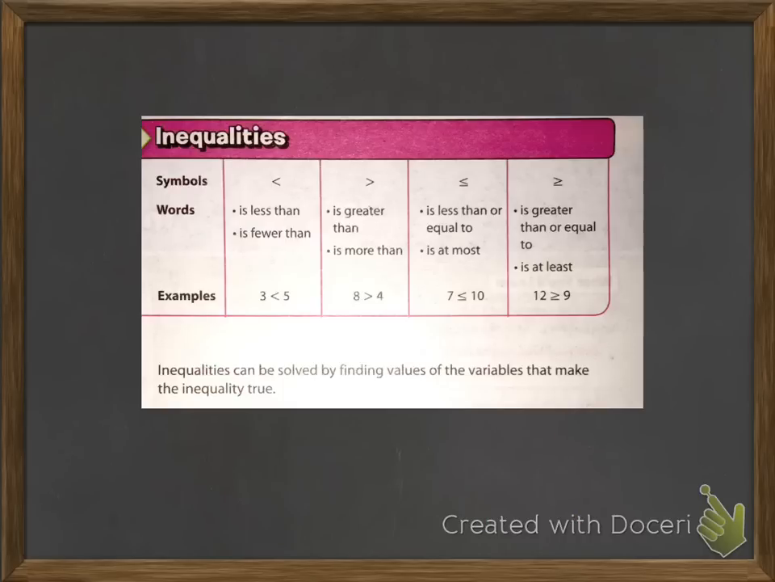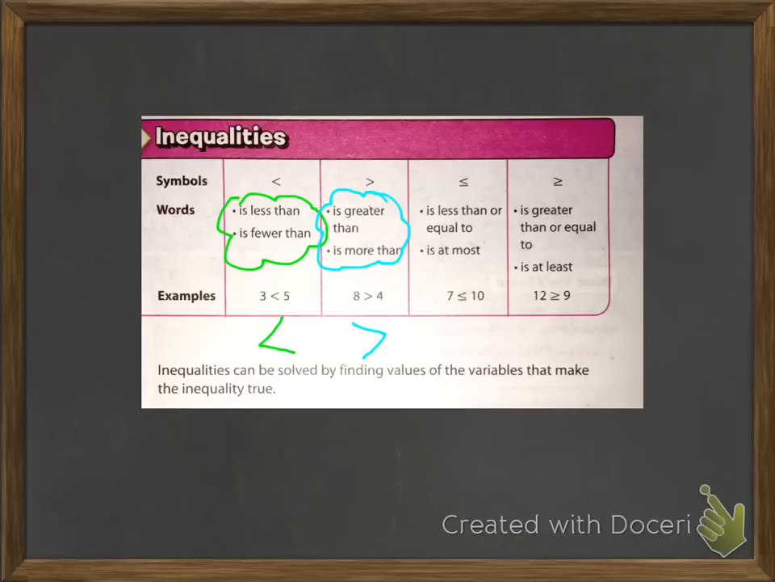All right. So at the very top of page 618, it's really important that you memorize and know which symbol goes with which types of words. The first one is pretty easy. When you hear the term is less than or is fewer than, it's pretty easy to know that the symbol that matches is the less than symbol. The next one, where it says is greater than or is more than, is not too bad either, because it makes sense that it's going to be the greater than symbol.